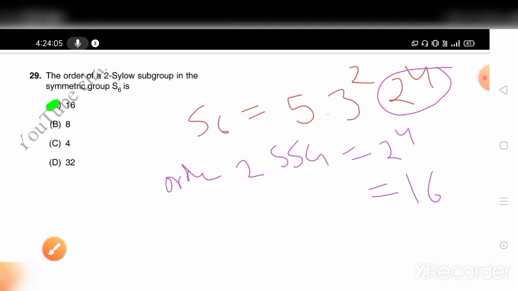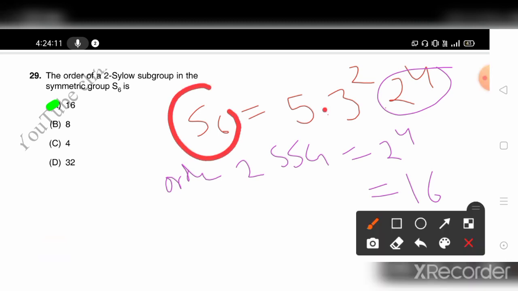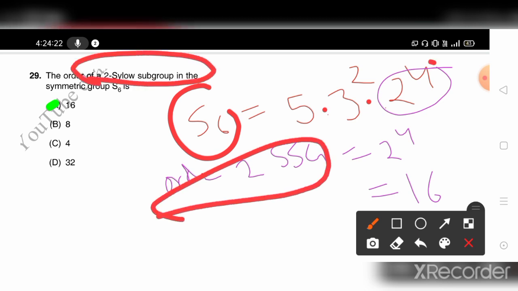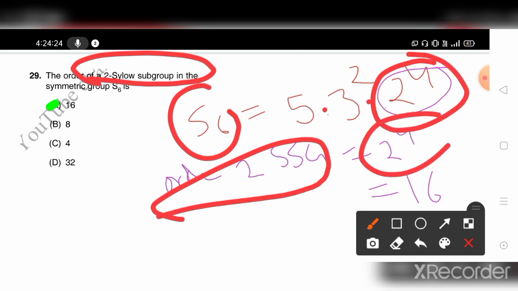Next question. The order of a 2-Sylow subgroup in the symmetric group S6. Here the order of S6 is given, that is written as 5 into 3 squared into 2 raised to 4. And now find the order of the 2-Sylow subgroup. That is, the order of the 2-Sylow subgroup is equal to 2 raised to 4, that is 2 raised to 4 equal to 16. So option A is correct.